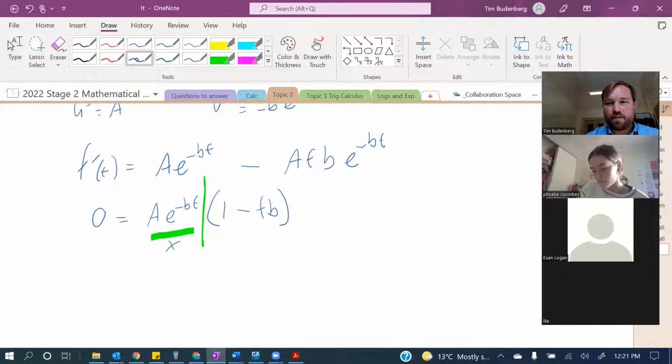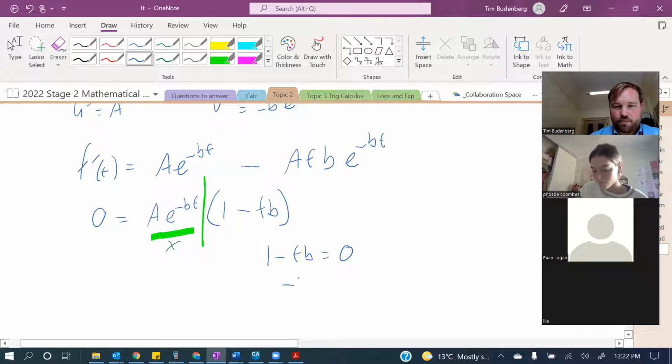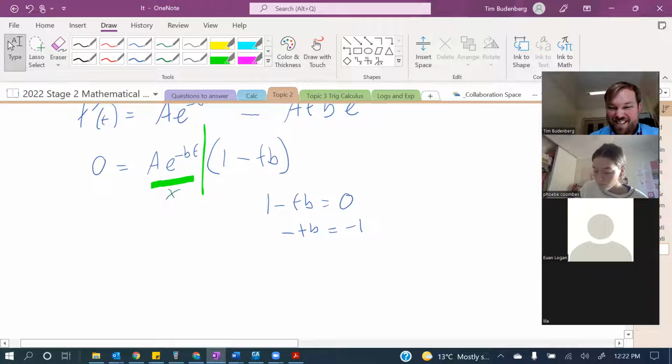However, you could get a solution from the other side. 1 minus TB could actually equal 0. So let's take that to one side. That must equal 0. If I take 1 from both sides, minus TB equals minus 1. And then I divide by minus T. Sorry, I'm not going to divide by minus T. I want T on its own, so I'm going to divide by minus B. T will equal 1 on B, which is what they asked us to find.